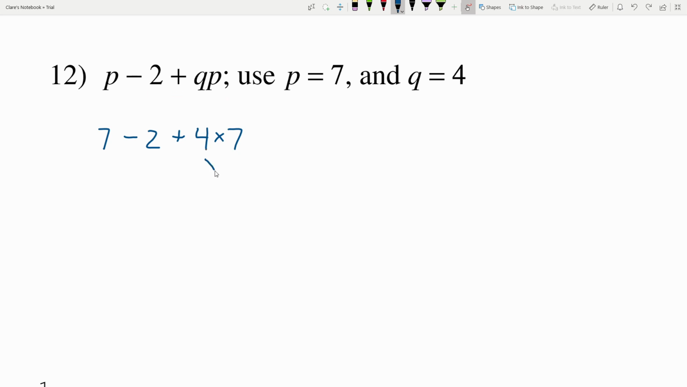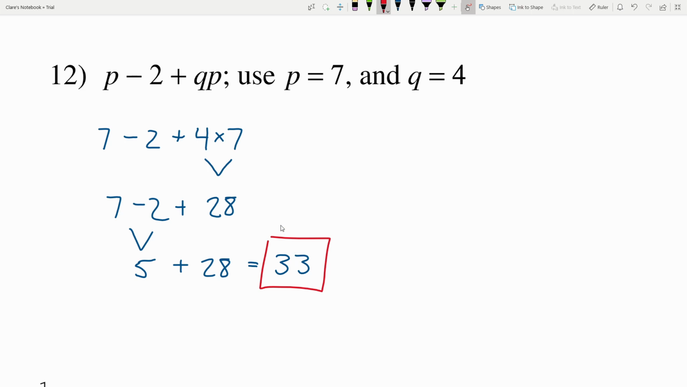Order of operations says multiplication comes first in this expression. So 4 times 7 is going to give me 28. Then I'll have 7 minus 2 plus 28. And again, by order of operations, with just subtraction and addition, I'm working left to right. So 7 minus 2 gives me 5, and I'll add that to 28 to get 33. So 33 is my solution in number 12. Let's continue on to the next page.